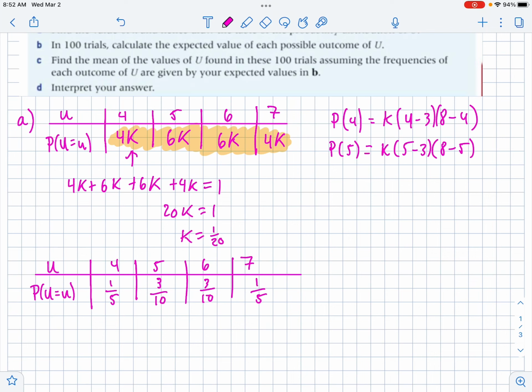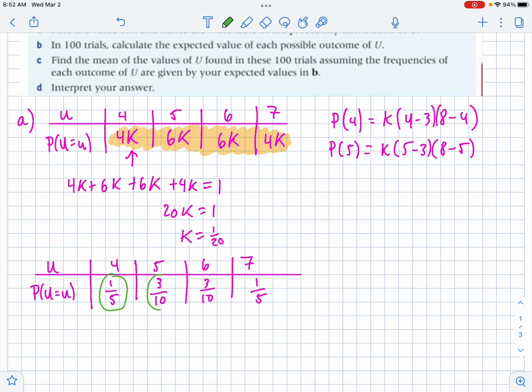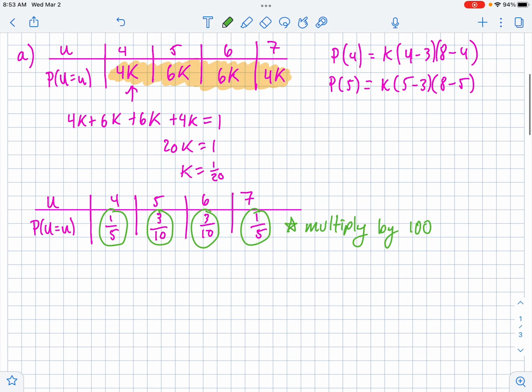Now, part B says, in 100 trials, calculate the expected value of each possible outcome of u. If we're going to do 100 trials, that means we just have to take each of these numbers, their probabilities, and multiply by 100 to find their expected values. This just means if you were to do 100 trials total of picking these 4s, 5s, 6s, and 7s, each of these would be the number of expected times you would pick those numbers.